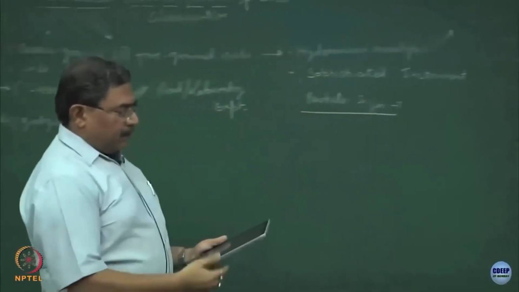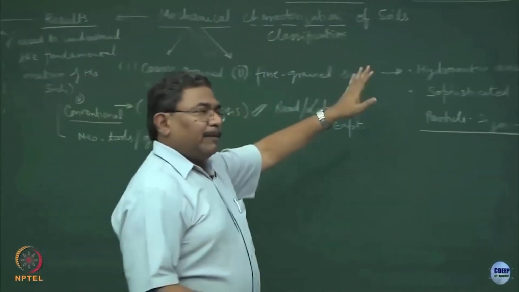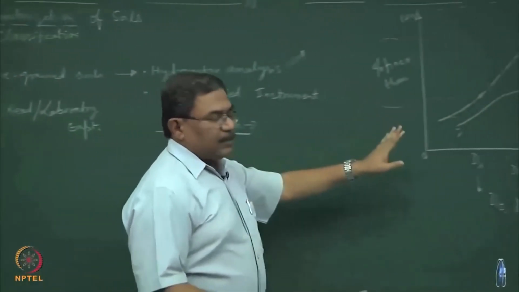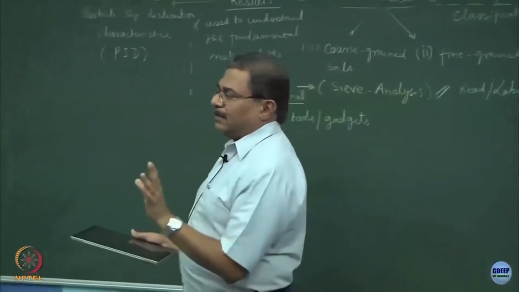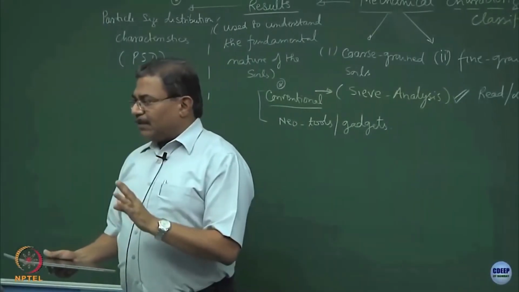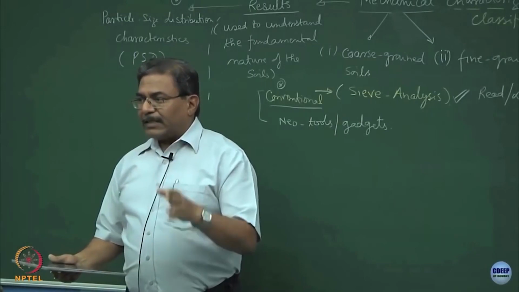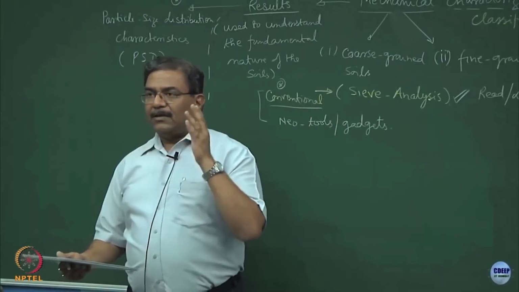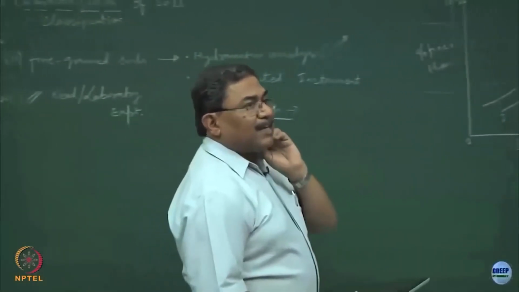I hope you realize we are talking about the mechanical characterization of soils. So, no chemical attributes are coming into the picture, no mineralogical attributes are coming into the picture. It is only the attribute of size, and based on size we define clay fraction, silt fraction, sand fraction, gravel fraction, cobble fraction, stone fraction, boulder fraction. Is this clear?